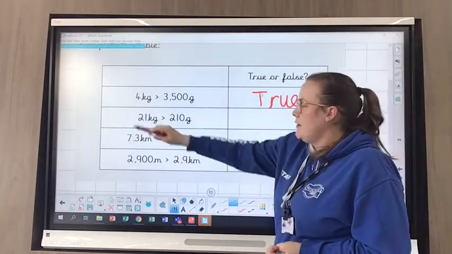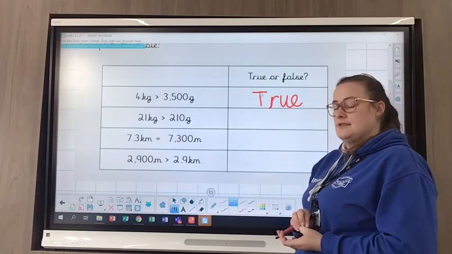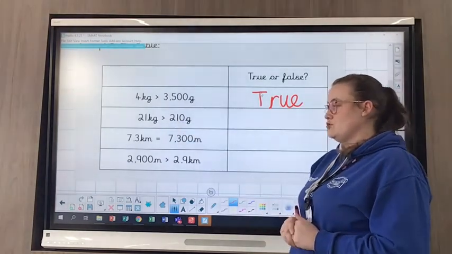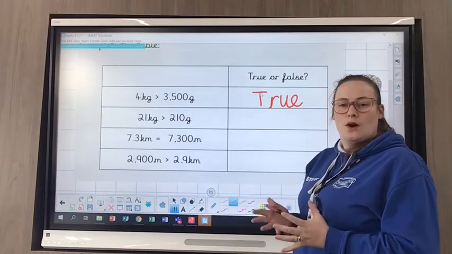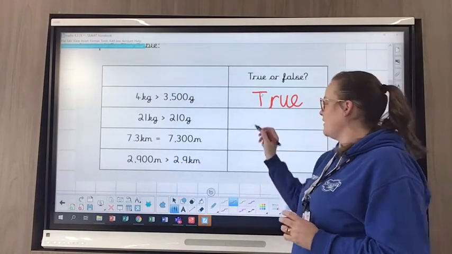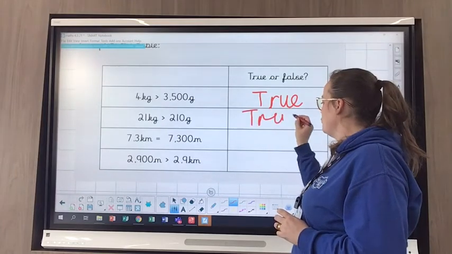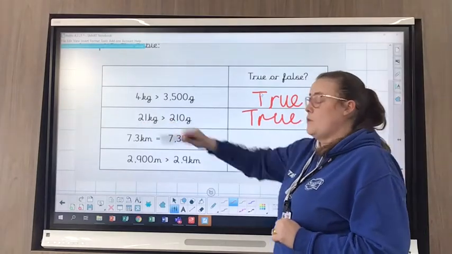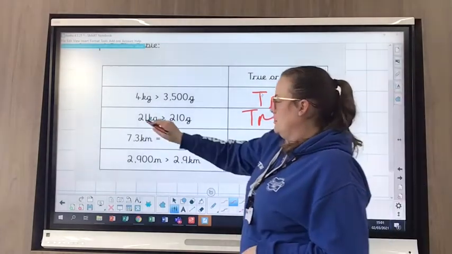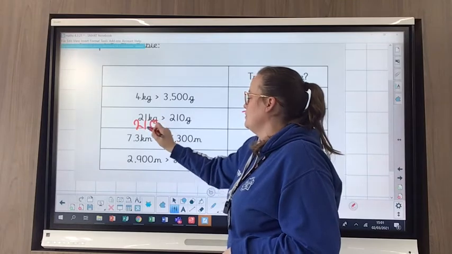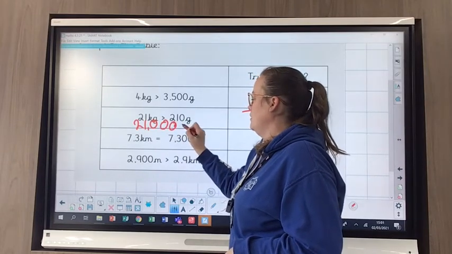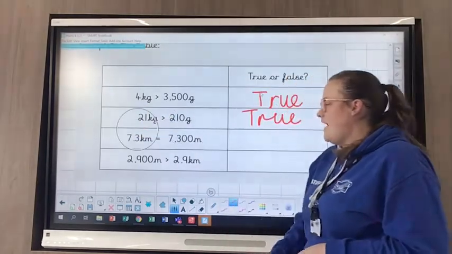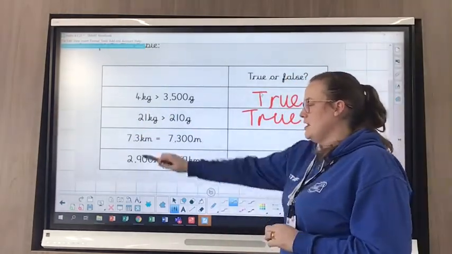Well done. Now I have 21 kilograms. Is this larger than 210 grams? What's the answer, Year 5? Yes, it is true again, because we would have to multiply by 1,000, which would leave us with 21,000 grams.